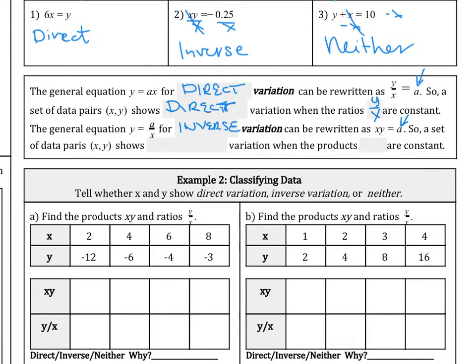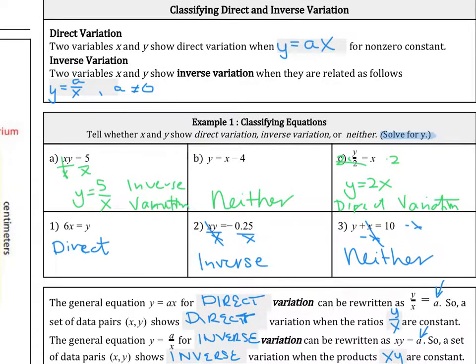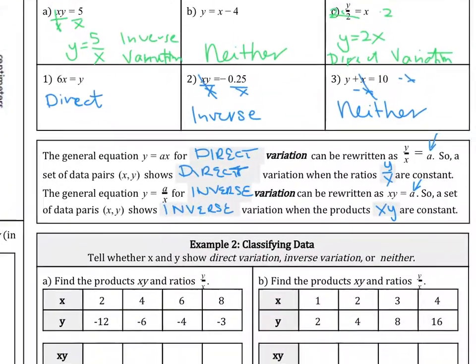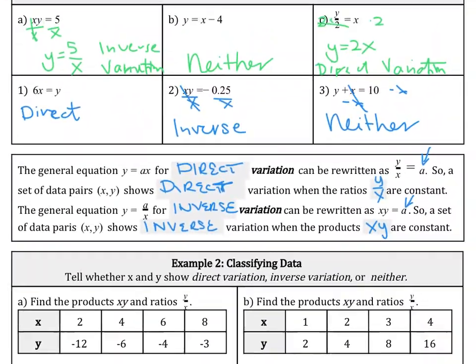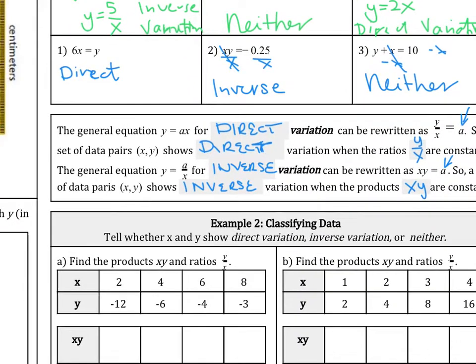So a set of data pairs x, y shows inverse variation when the products x times y are constant, okay? This can be confusing because we were just looking above where we see that direct variation is y equals a times x, right, when we're multiplying. And here, it's opposite because we're solving for the a, okay? So direct is actually the ratios y over x, and inverse is x times y.